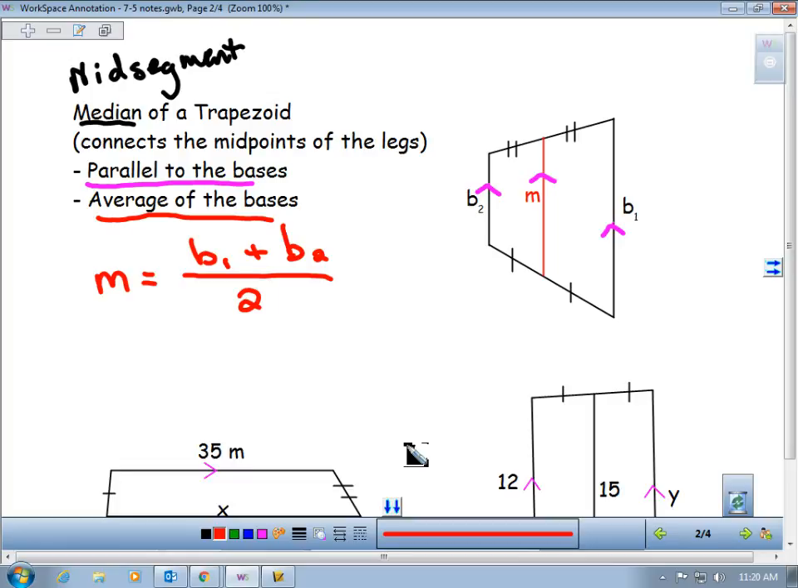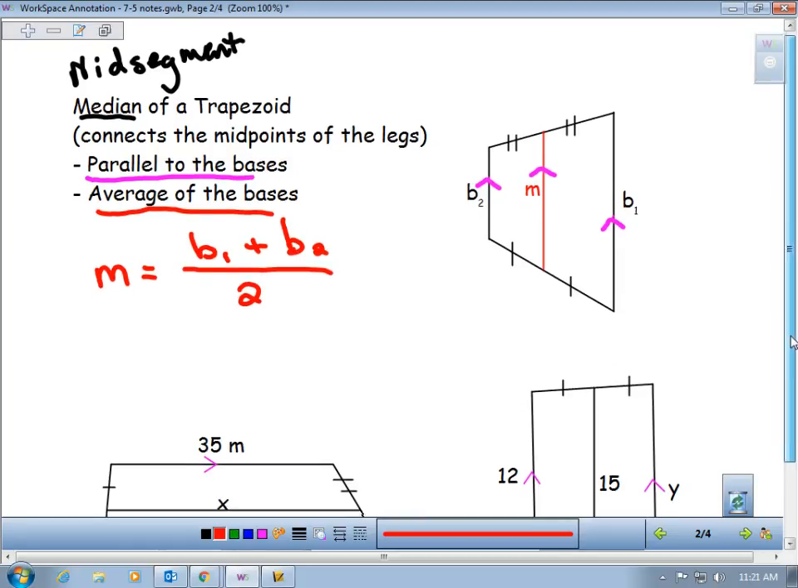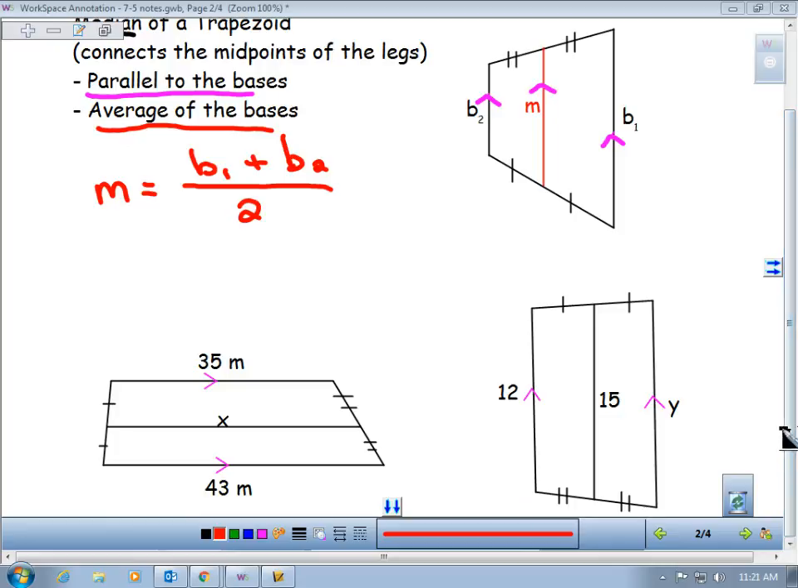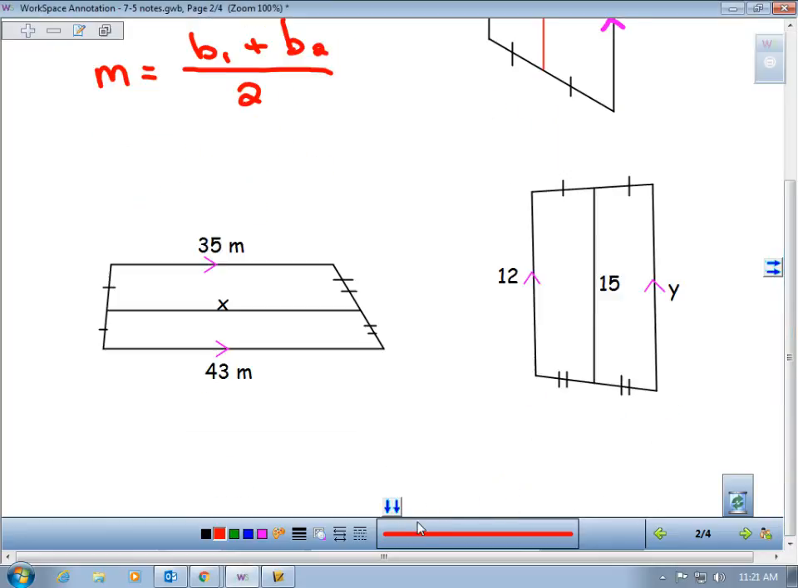Maybe not the best thing to say as far as average of the bases. It's the mean of the bases, technically, if you want to talk about measures of central tendency. It's the same thing, just a different word. So let's look at a couple problems that we have here. You're going to see one of these on your assignment tonight.